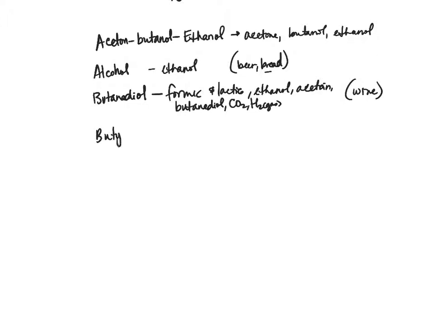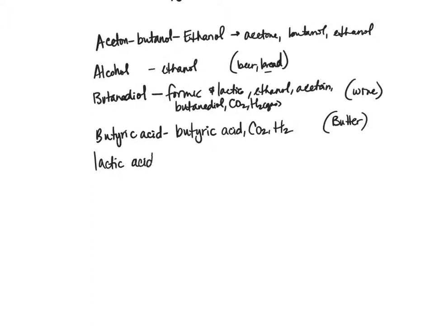We also have butyric acid. In this case, we're getting butyric acid. We're also getting some carbon dioxide and some hydrogen gas. In this case, what we use this for is to make butter. Then we already spoke about our lactic acid fermentation, where we get lactic acid. And in this case, we spoke about sauerkraut, yogurt, cheese.